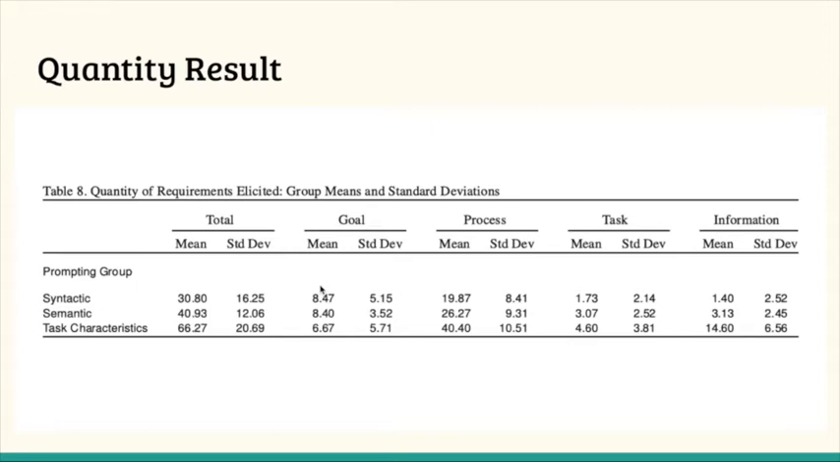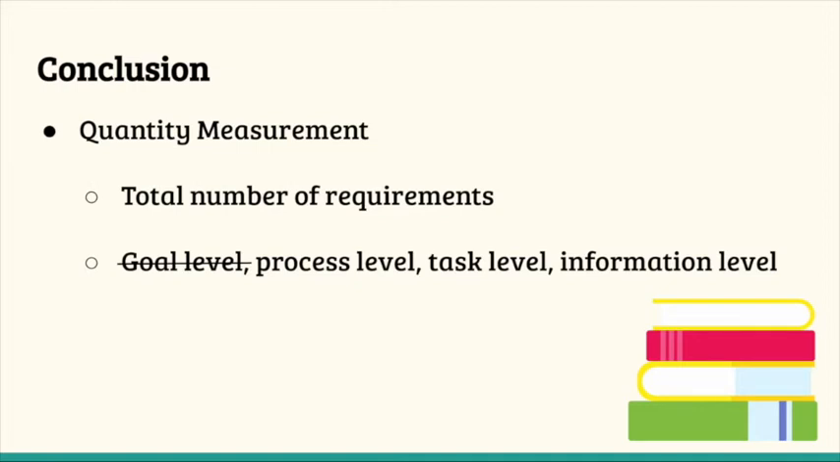Here you can see, except for requirements for goal level for each subject, the total number of requirements and all other 3 level types elicited by task characteristic technique are all higher than the other 2 approaches. This leads to the conclusion that the total number of requirements per subject elicited by the task characteristic prompting technique is higher than the number elicited by either the semantic technique or the syntactic technique. Also, the total number of process level, task level, and information level requirements per subject by the new prompting technique are also higher than the other 2.